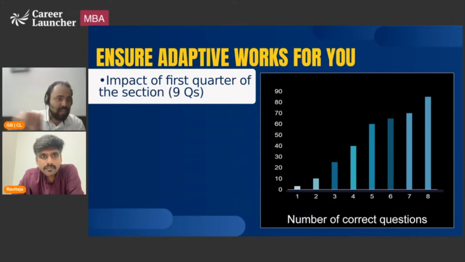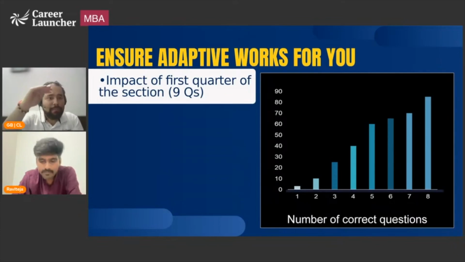If you look at the screen or you look at the chart that has been put here, the bar chart, you clearly see you get the first 8 right, it's earmarked you at a particular percentile. It has reached the 80-85 percentile. Now questions will hover in this.